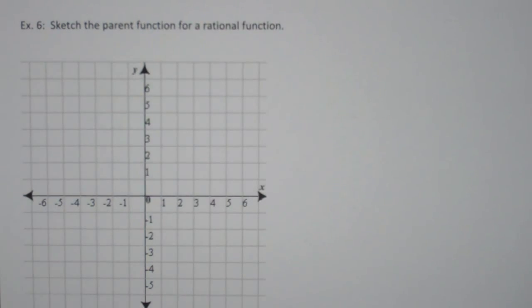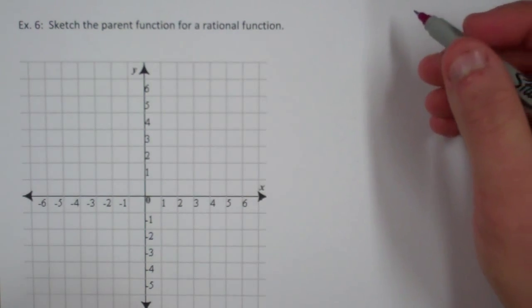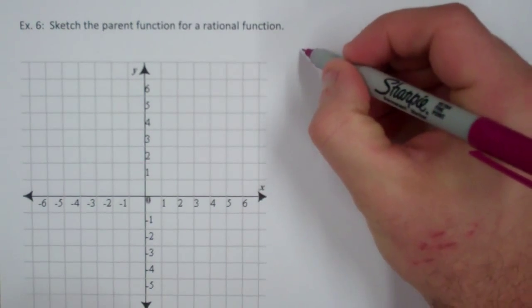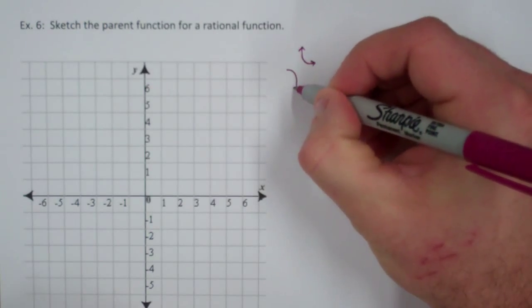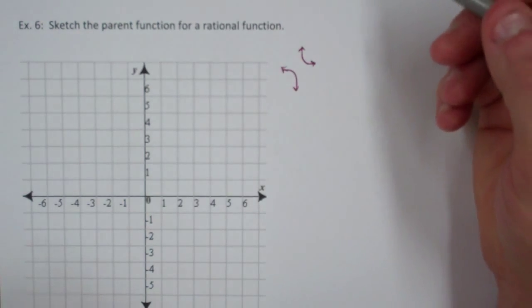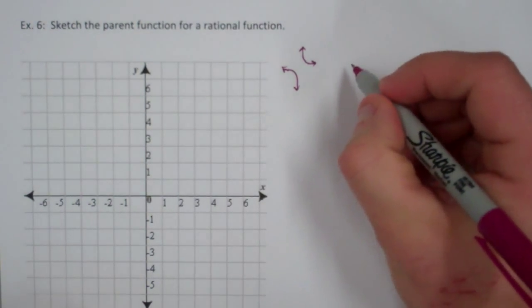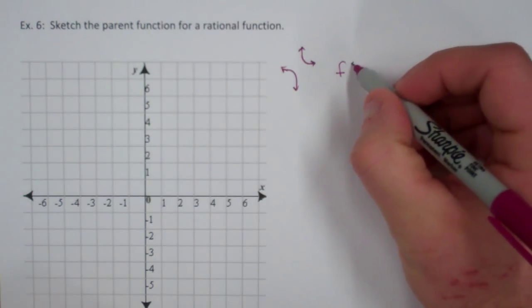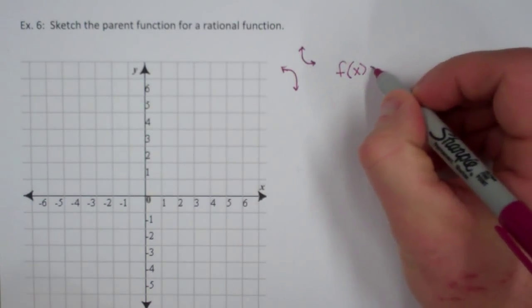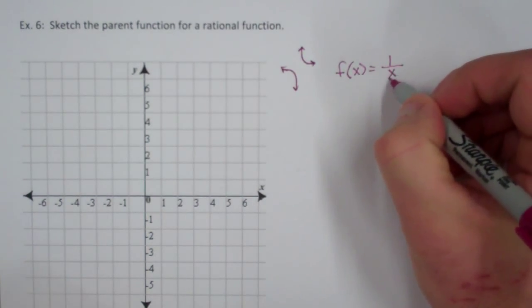In this example, we're going to be sketching the parent function for a rational function. So this graph is going to look kind of something like this. And we're going to need to do a little bit of legwork here. We're going to need to plot a number of values. So let's do f of x, and it's going to be 1 over x.